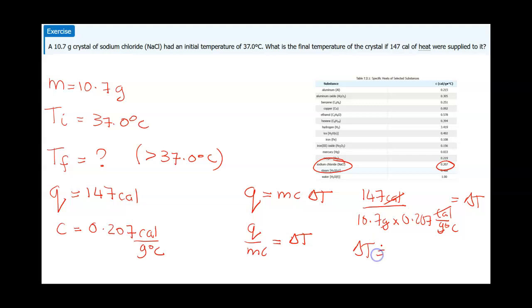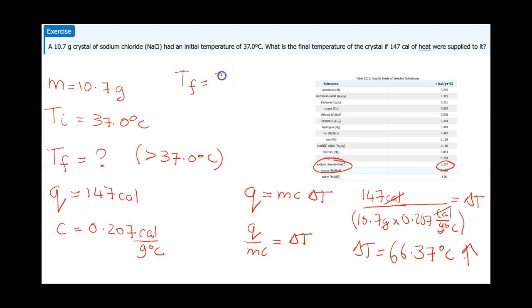So ΔT equals, let's do the math, 147. Now you want to make sure that you always put multiple things that appear in a fraction inside parentheses. So 147 divide parentheses 10.7 times 0.207. And so we're saying that the temperature goes up by 66.37 degrees Celsius. So our final temperature, if this is what it went up by, it's going to be pretty easy to calculate, isn't it?